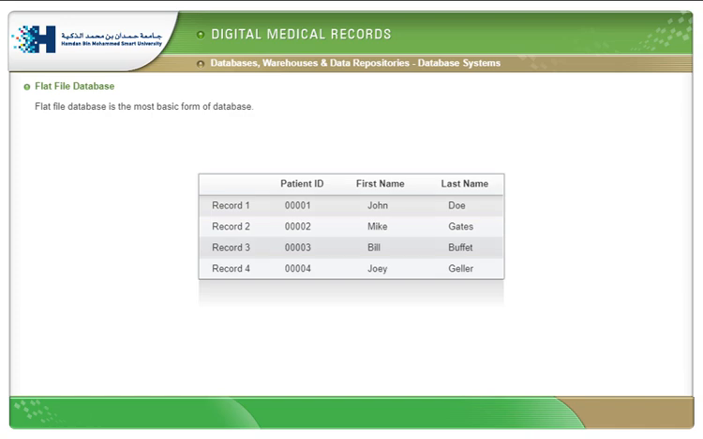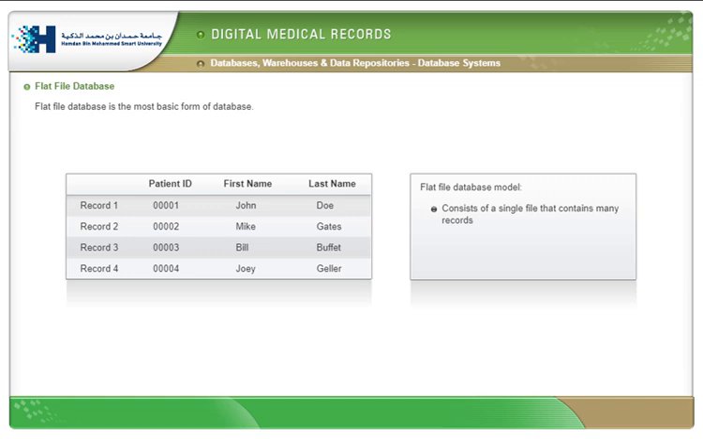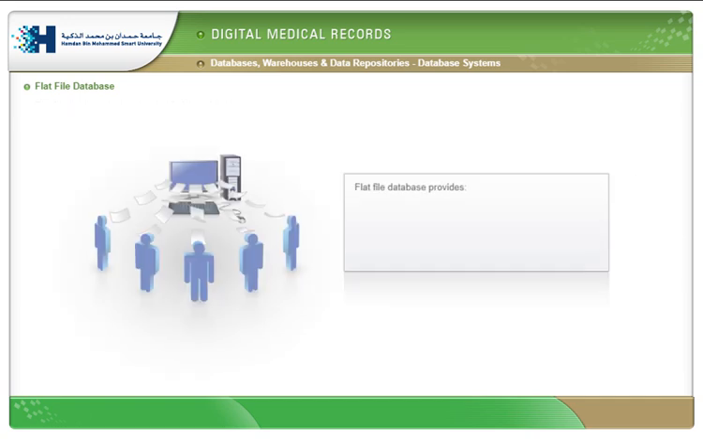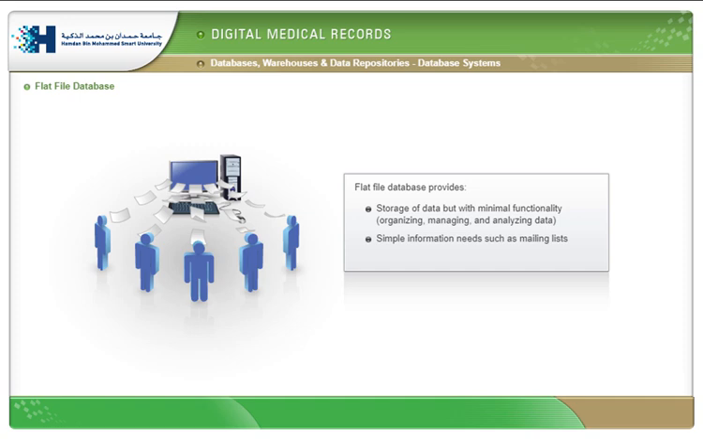Flat file database is the most basic form of database. It consists of a single file that contains many records. More than a database, it is like a text file with specific character as a field separator between its data elements. Flat file database provides storage of data, but with minimal functionality. It is used for simple information needs, such as mailing lists and simple data transfers between systems.